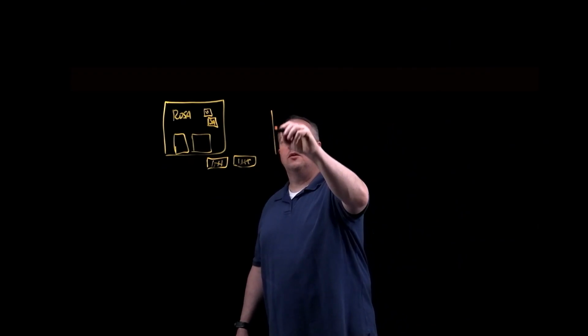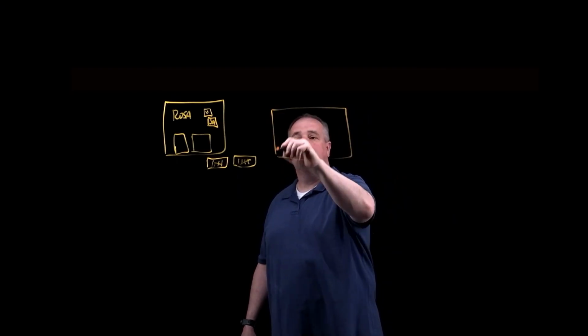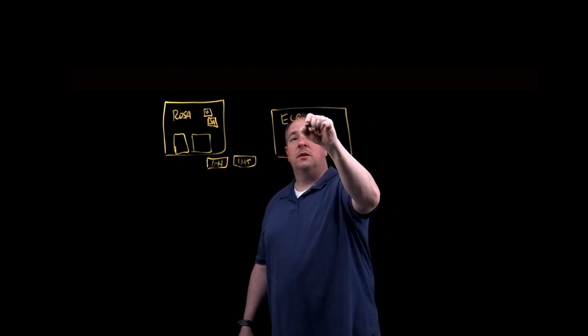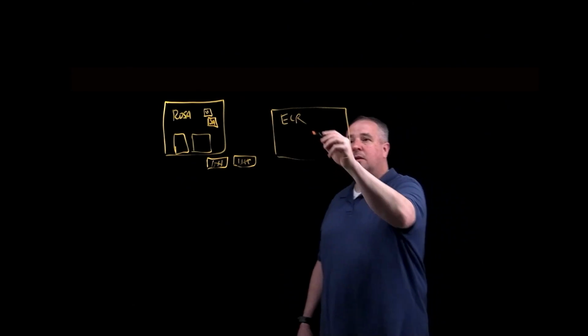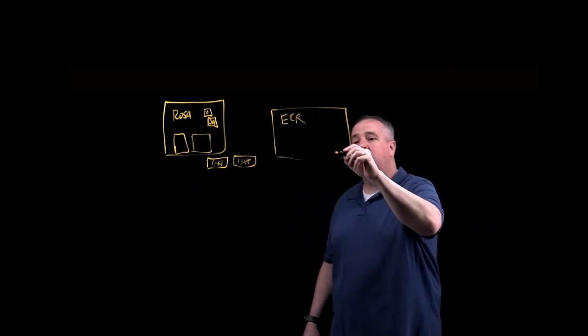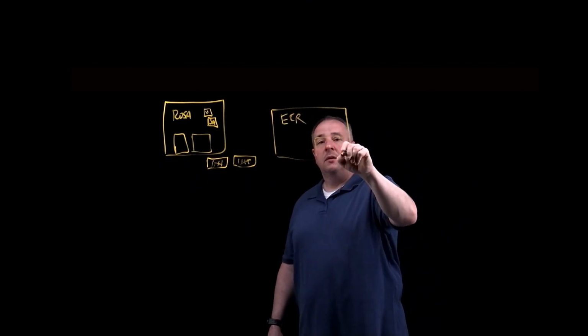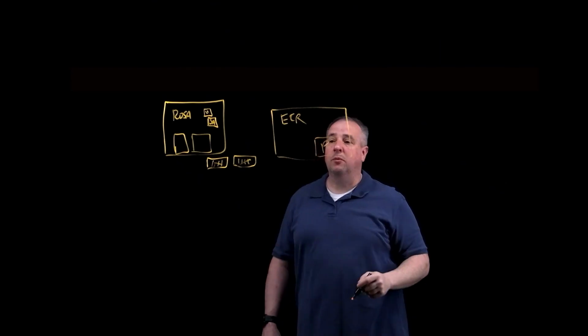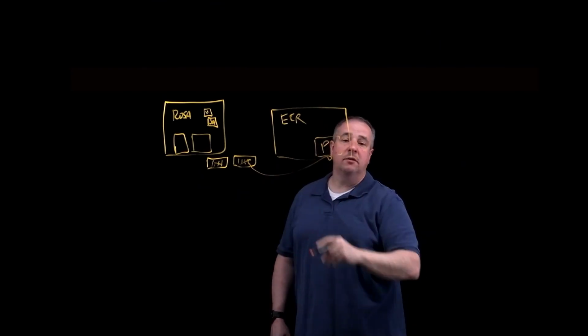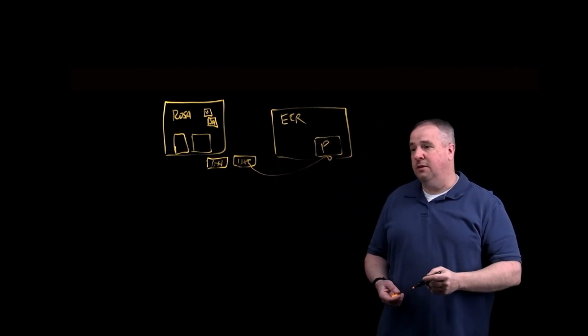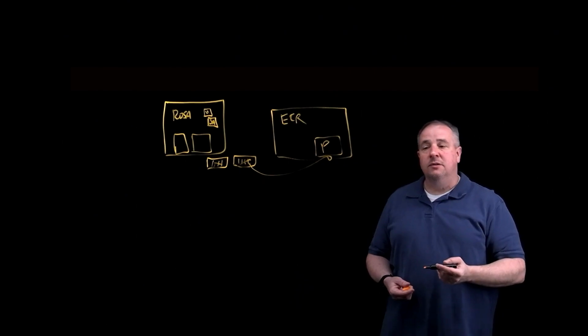ECR is the Elastic Container Registry on AWS. ECR is going to give you a private registry, so we'll just mark that as P, where you can actually store these container images. Now the question is, okay, I've got the container images there, so what am I going to do and how am I going to access them?